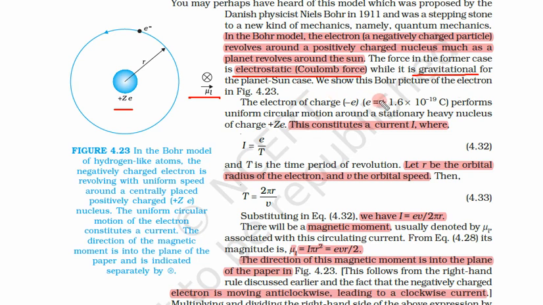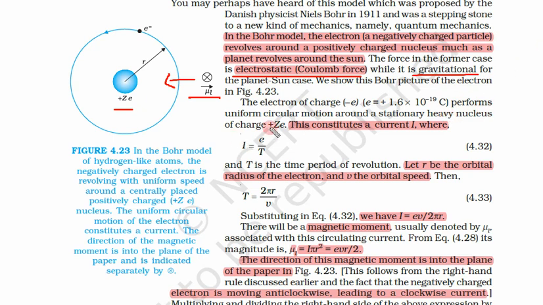So now we show this Bohr picture of the electron in this figure. Now we know the charge of an electron is minus e, where positive e is 1.6 into 10 to power minus 19 coulomb. But the charge on the electron is negative.